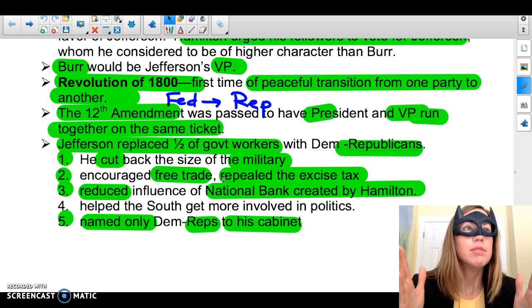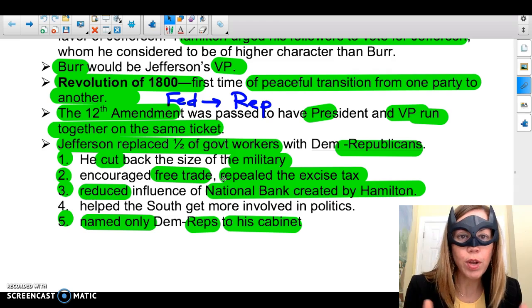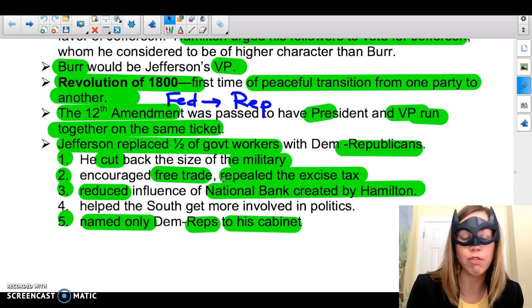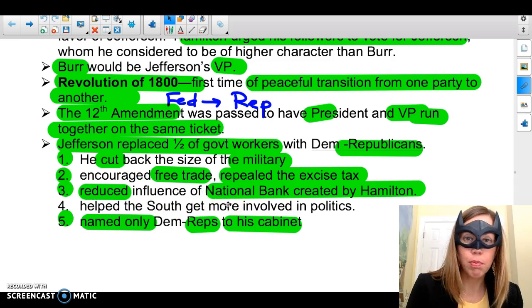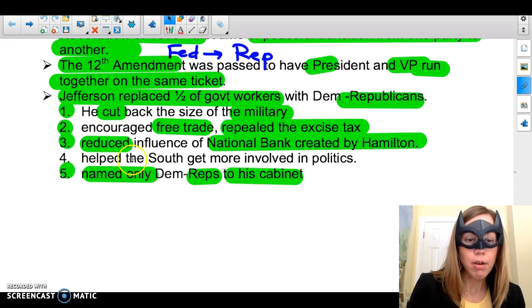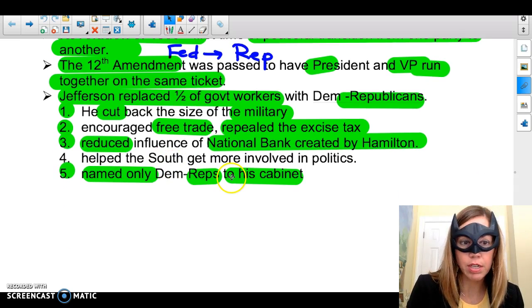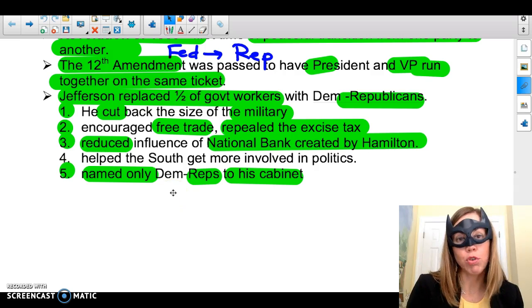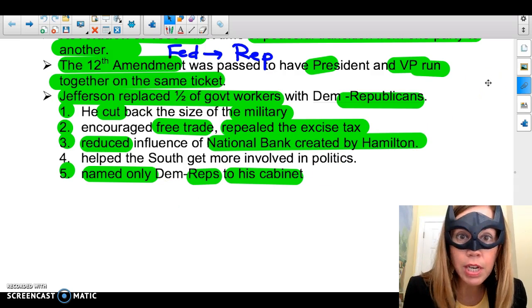Okay, there are moments when they work for each other and help each other out, like Hamilton did for Jefferson. And then there's moments when Batman doesn't play so nice, and hates Superman. So he will reduce the national bank created by Hamilton significantly, helps the South get more involved in politics for sure, and names only Democrat Republicans to his cabinet. This is a big deal.